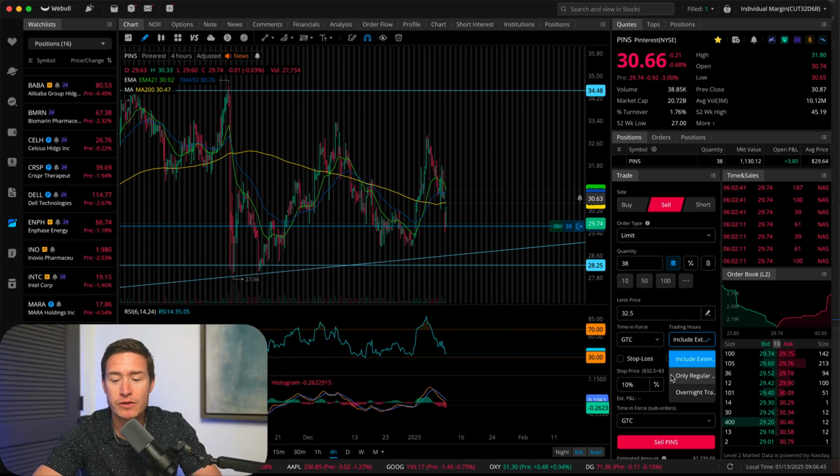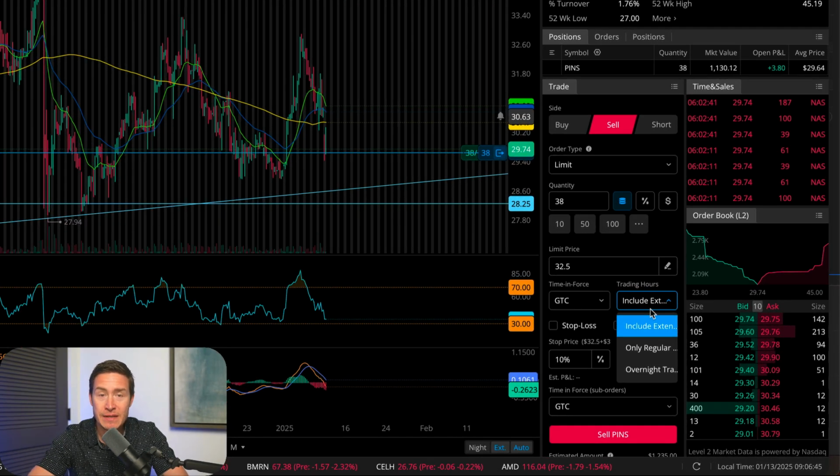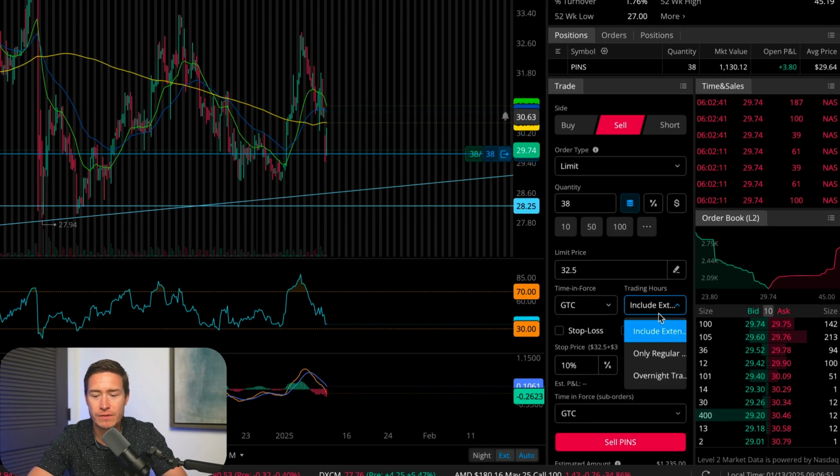Also, one thing to consider when you're trading in pre-market or after hours is the trading hours has to be set to include extended hours. Okay, so you can see down here, you have an option for include extended hours or only regular hours. You have to make sure that is include extended hours.